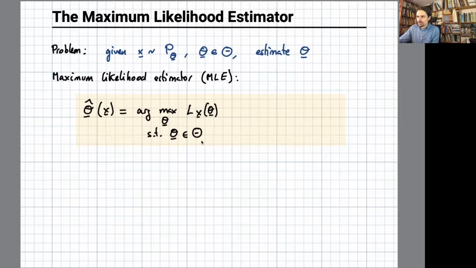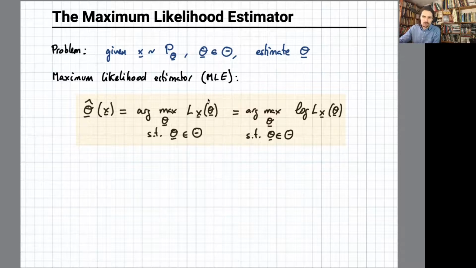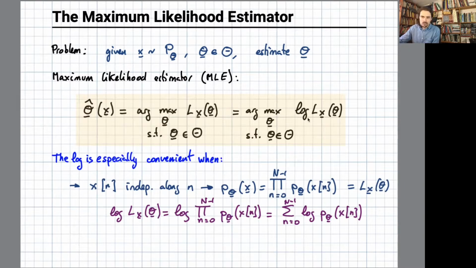This definition is quite simple and easy to understand, but in practice we prefer to maximize the log likelihood function instead. And of course, the solutions to both of these problems are equal, and the reason is that the logarithm is an increasing function, and therefore it doesn't change the location of the optima. Okay, so why should we use a logarithm? Well, the reason is twofold.